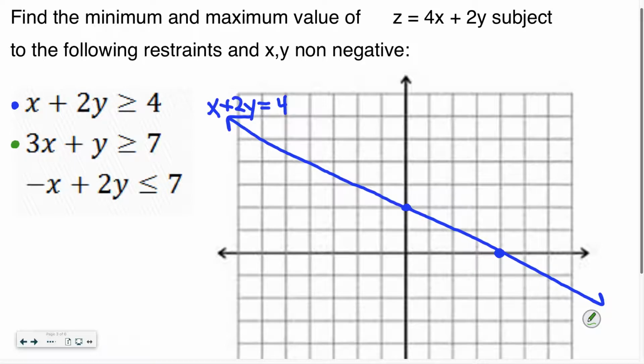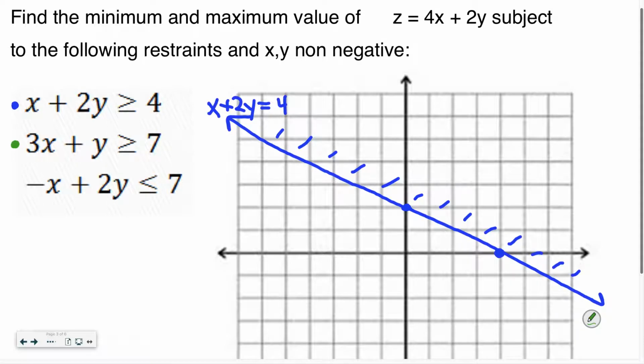Oh, which way would we shade on that one? Does 0, 0 satisfy it? No, it doesn't satisfy it. So we would want to shade away from 0, 0. So I'm just going to make that note.